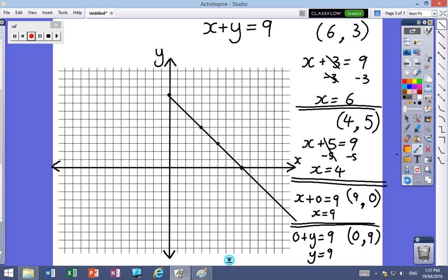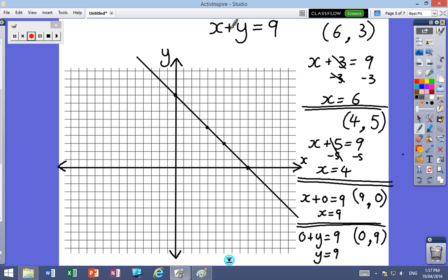Let's try that trick again. So how can we tell it's a linear relationship? Because we have x and y equaling something. Some value for x, some value for y together equaling some number. And that will generally produce a straight line.